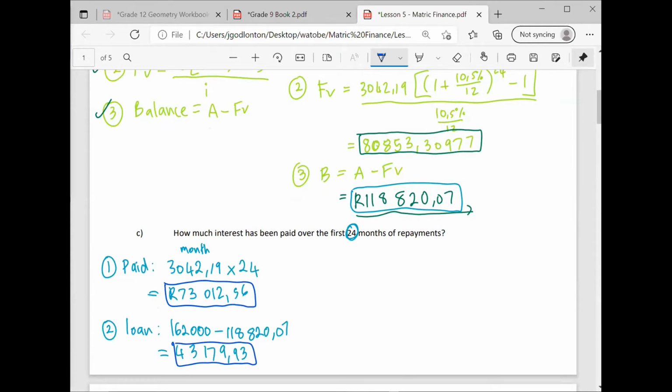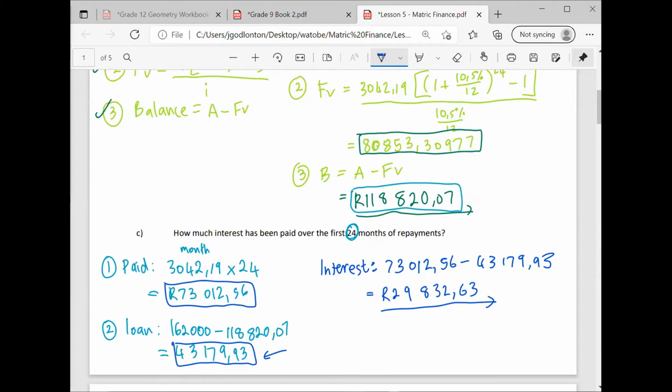And so if I want to know what I have actually been paying of interest, it's what I've actually paid, the 73,000, minus what I've paid off of my loan. And the answer to that is going to be how much interest I have paid. So in this case, over the first 24 months, I have paid almost 30,000 Rand of interest.